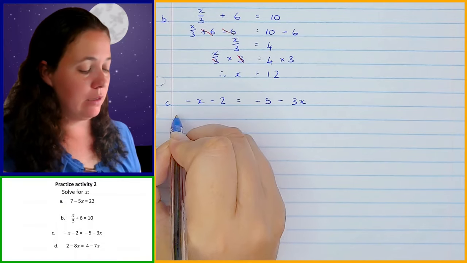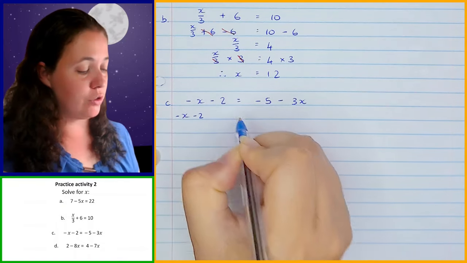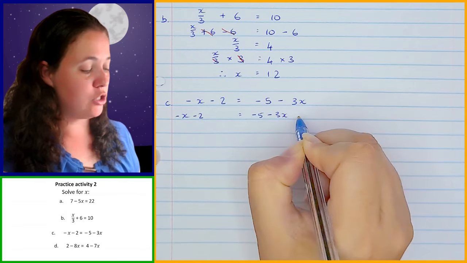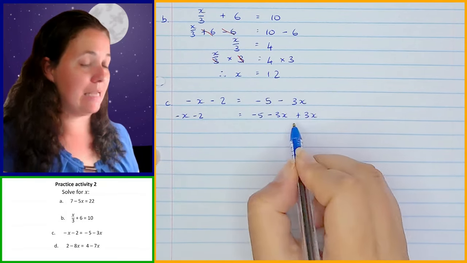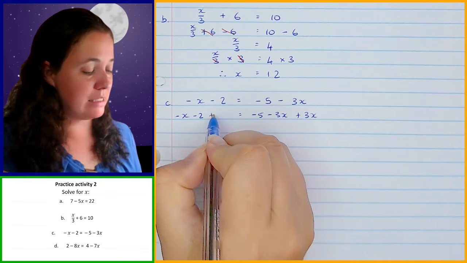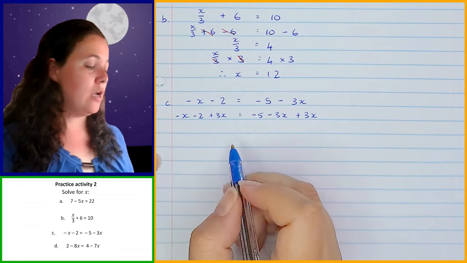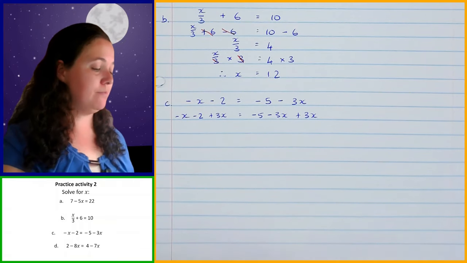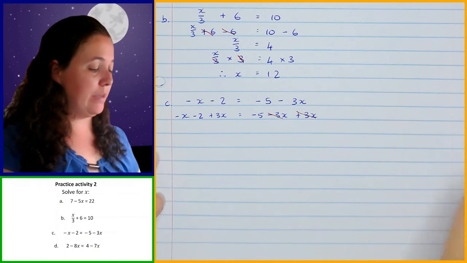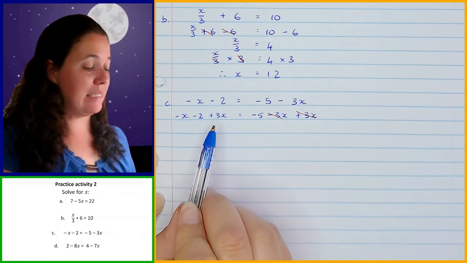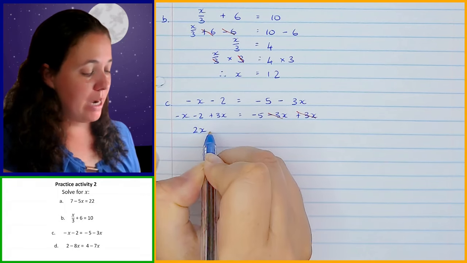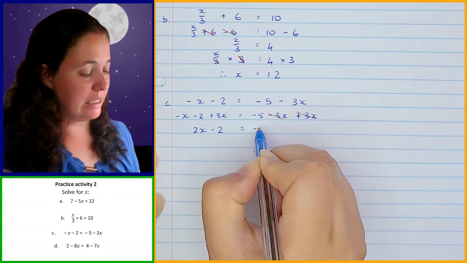So I've got negative x minus 2 on this side equal to negative 5 minus 3x, and I'm going to add 3x on that side. But because I did that on the one side, I have to do it on the other as well. So I've got plus 3x there as well. Okay, so now that is going to simplify. Those will cancel. And that will give me negative x plus 3x is 2x minus 2 equal to negative 5.